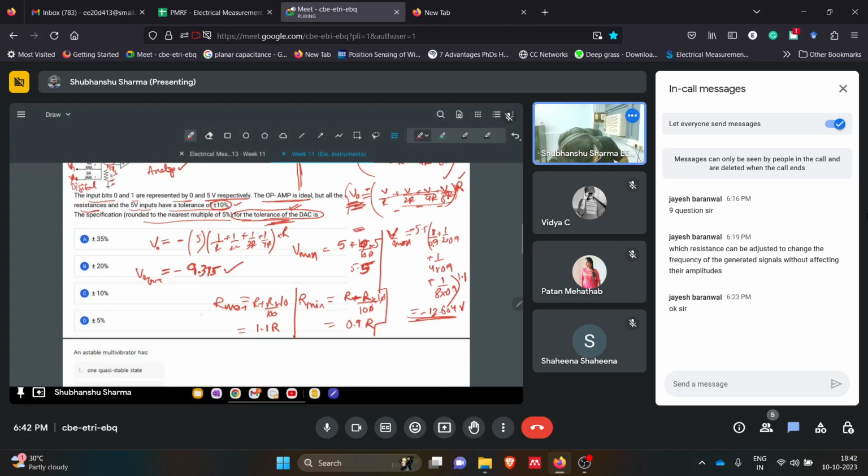The percentage error, or we can say tolerance, will be equal to 9.375 minus 12.604 divided by 9.375, that will come out to be 35%. This one. Okay.